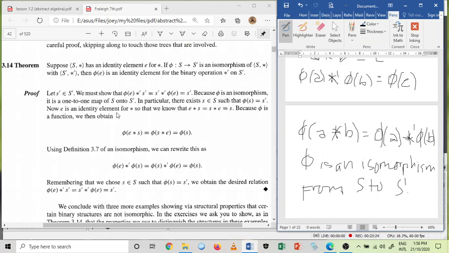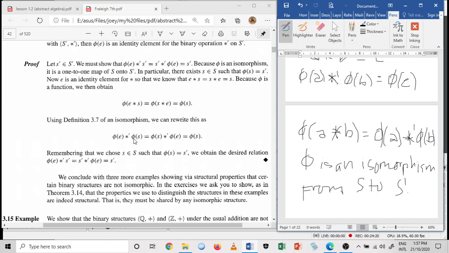Now, E is the identity element for asterisk. Meaning, if we operate E to this element s, it would satisfy the property of the identity. So we say E operation s will be equal to s operation E, equal to s. Again, because E is the identity. Now, since phi is a function, and these elements, s operation E and E operation s, are just the same, they would have the same images. And since this is equal to s, then that would be equal to phi of s.